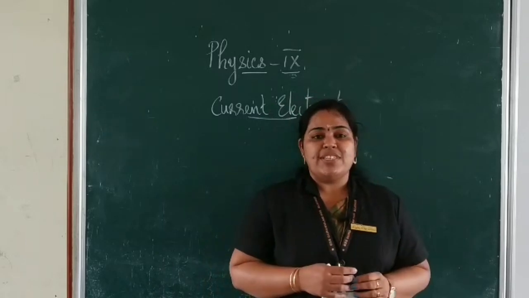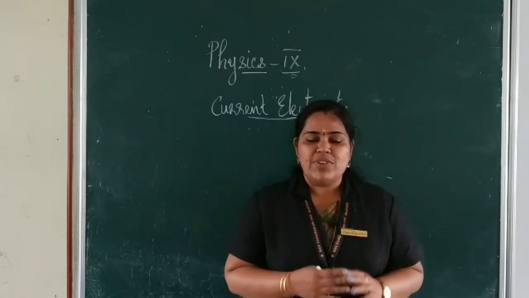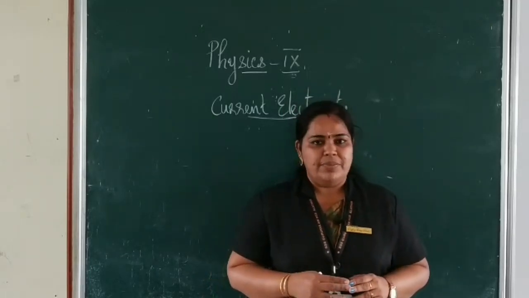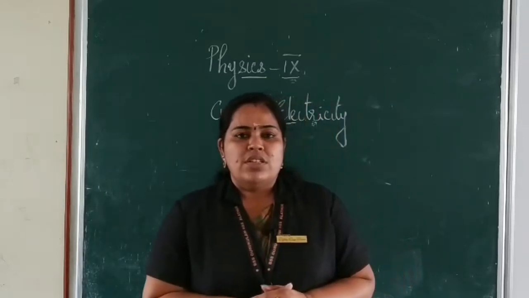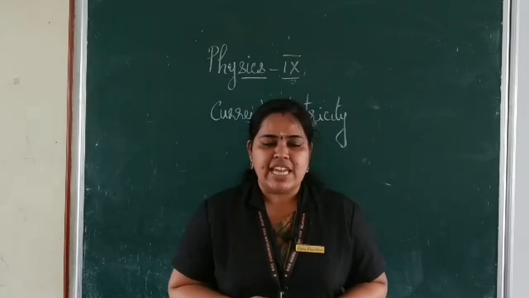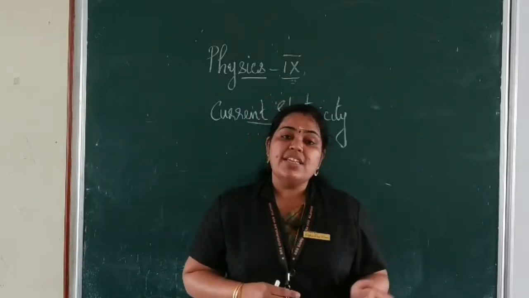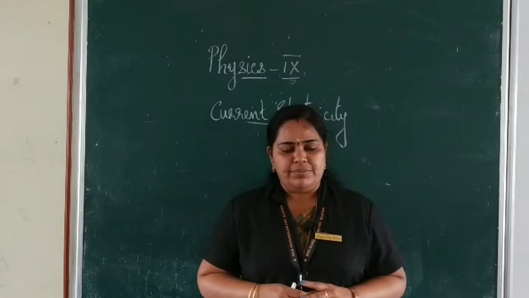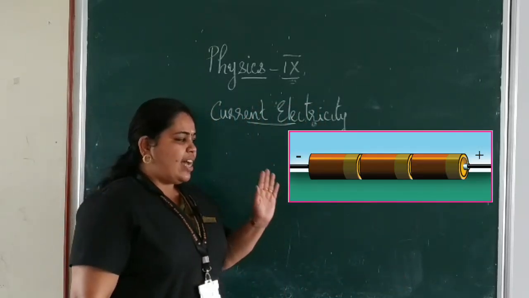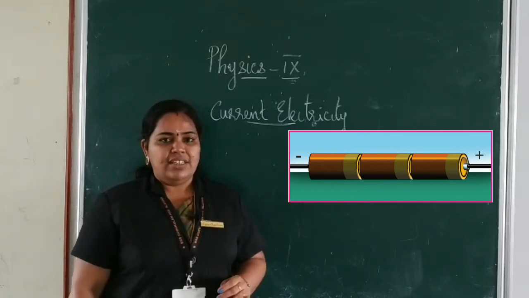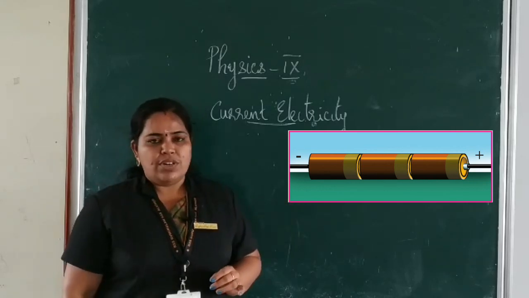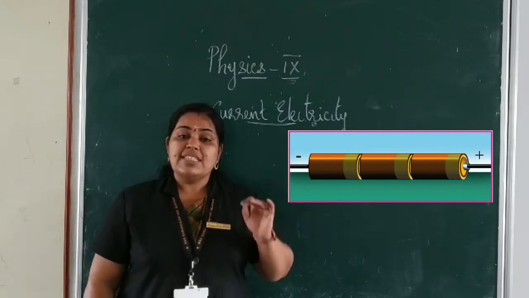What about in the case of a cell? In the case of a cell, chemical energy is converted into electrical energy. Okay. Now we will discuss the connection of cells. The cells can be connected in two ways: series connection and parallel connection. Okay, look at this figure. Here you can see the cells are connected one after the other. Negative terminal is connected to the positive terminal, and like that it goes on. Such a connection is known as series connection.